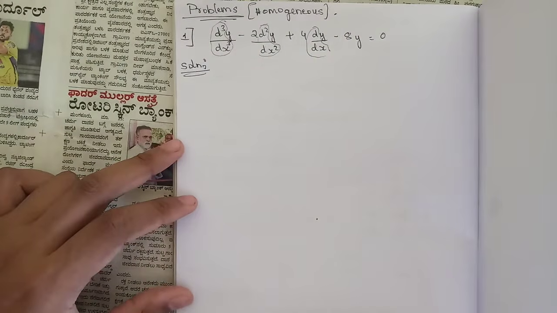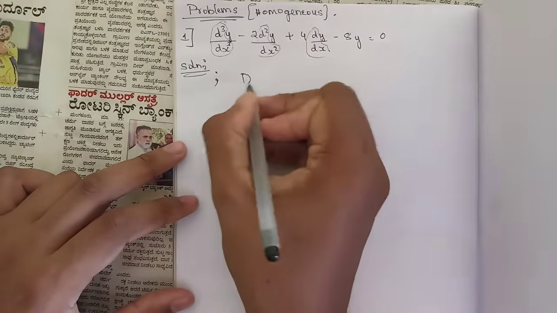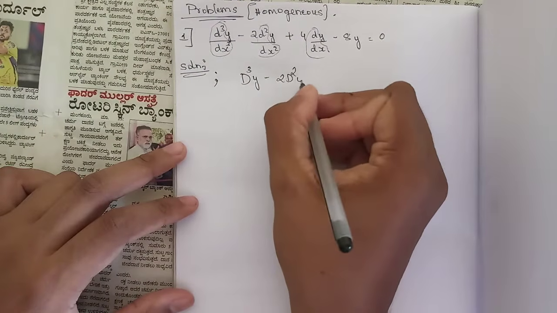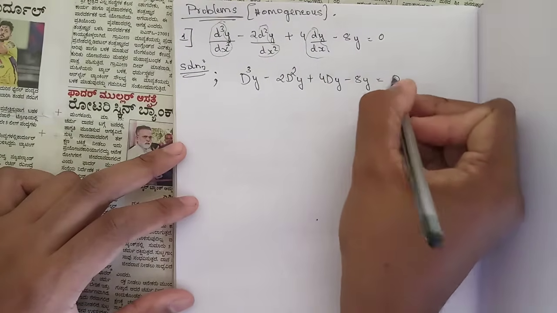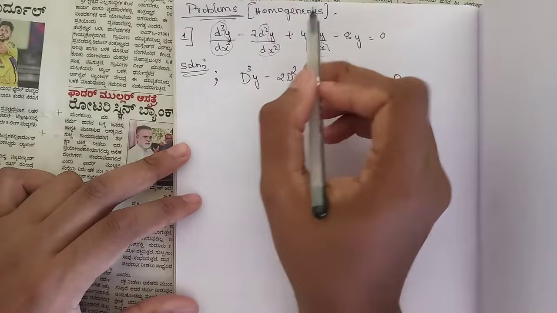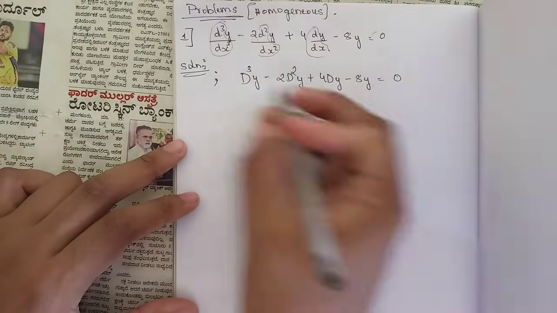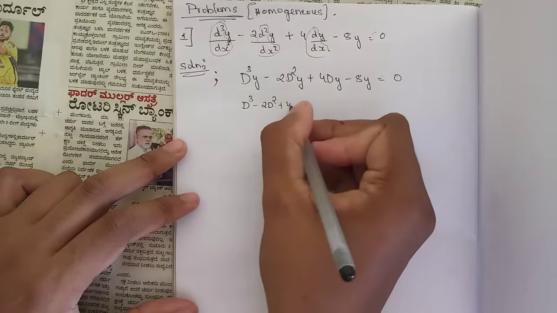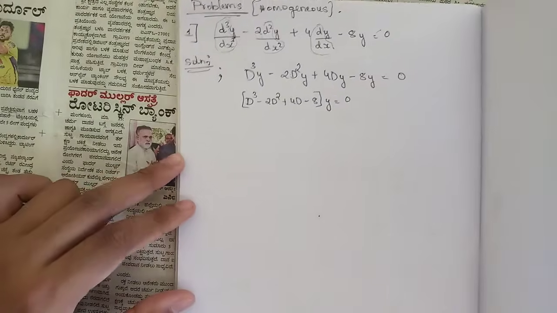These three things we can replace by a capital letter, right? So how can we write? First thing we need to do here is wherever there is d cube by dx cube, write it as capital D cube y minus 2 into capital D square y plus 4 into capital Dy minus 8y is equal to 0. This is a homogeneous type of problem, since r of x is equal to 0, right? Yeah. So here in all the terms y is common, take that outside, that is d cube minus 2d square plus 4d minus 8 into y is equal to 0.